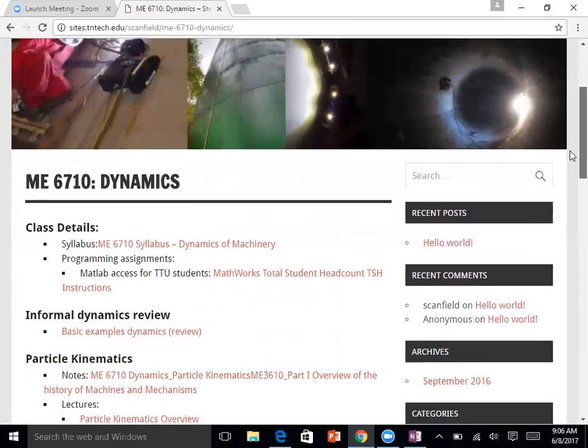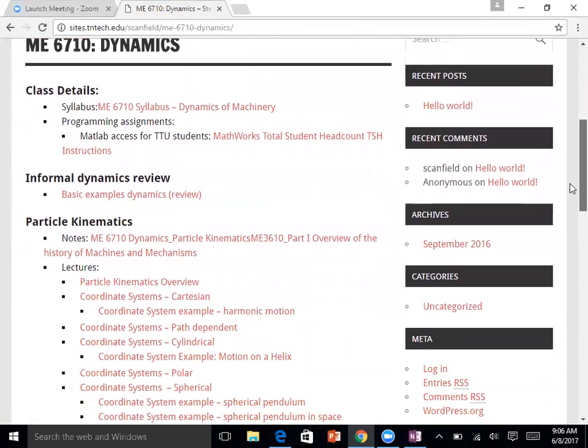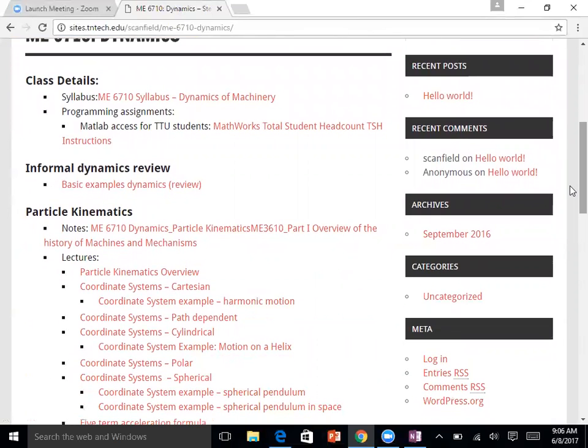And I'm trying to organize this around the section that we have. So the first thing that we have are class details. I've posted the syllabus here. I did not bring copies of it, so we'll jump in and look at it here, okay? If you want copies, let me know. I did not bring hard copies of that, but the syllabus is there. Programming assignment for MATLAB.